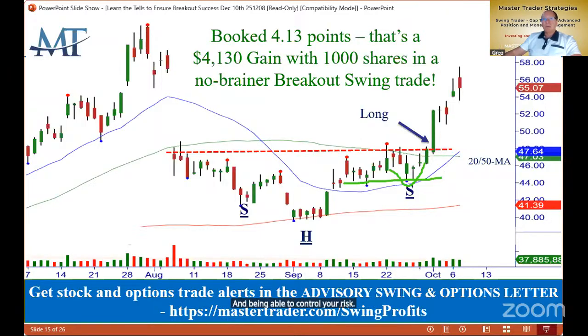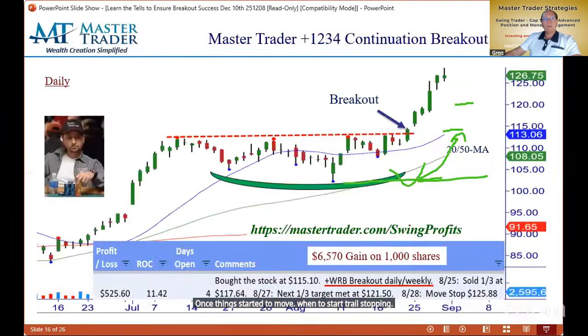So recognizing these patterns and putting the concepts together and then bar by bar analysis puts the odds in our favor. And if we ever knew absolutely 100%, we wouldn't need stops. But we always have a stop. Always. Because we don't know. But we have management ways, once things started to move, when to start trail stopping. Go to the next, Dan.